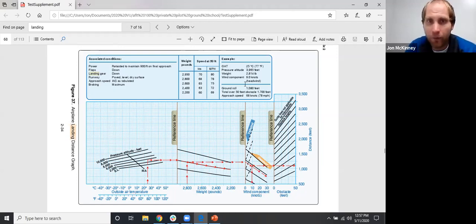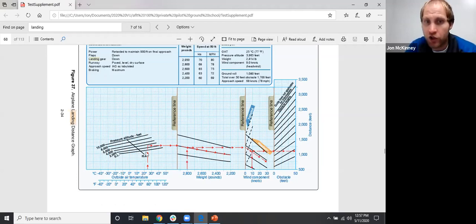Now it's showing us an example. Here's an example where they have it in red. If you ever encountered a chart and you had no idea, you could just follow their example through once to get an idea. Their outside air temperature is 25 Celsius. That's where the red comes up from 25, hits their pressure altitude of 3965.